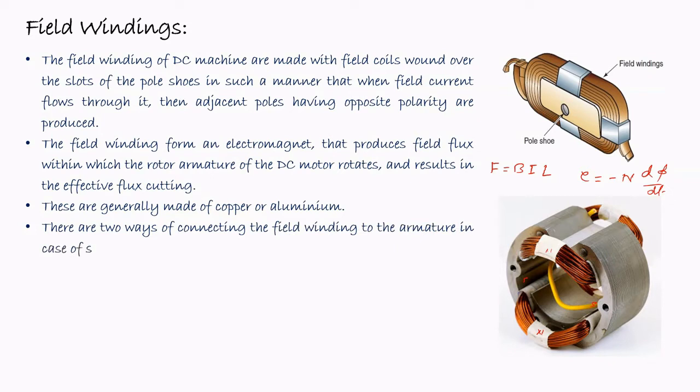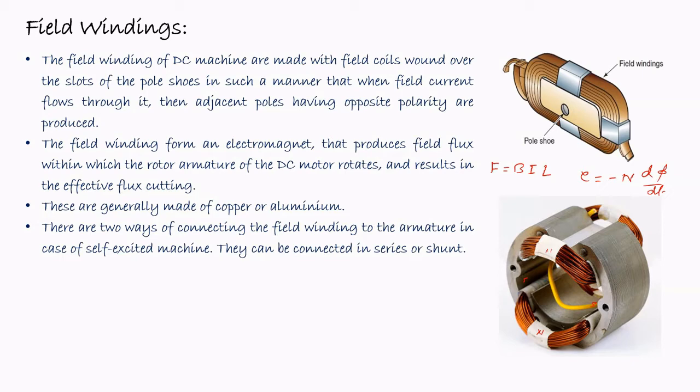There are two ways of connecting the field winding to the armature in the case of a self-excited machine. They can be connected either in series or in shunt. Later we'll discuss the types of DC machines. Here we can see that one type of machine is called the self-excited machine. There the power supplied to the field winding, that means the current flowing to the field winding, is by the EMF which is produced in the machine itself. It is considered as a self-excited machine.